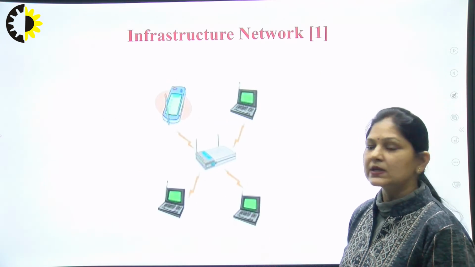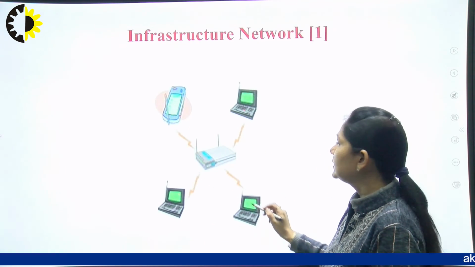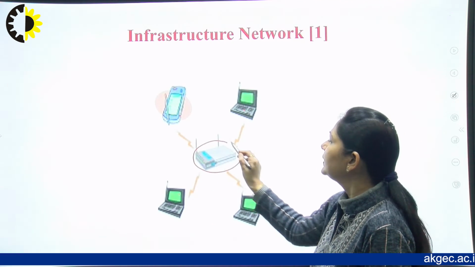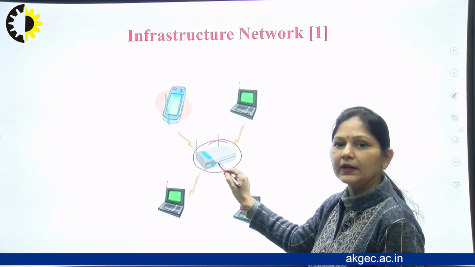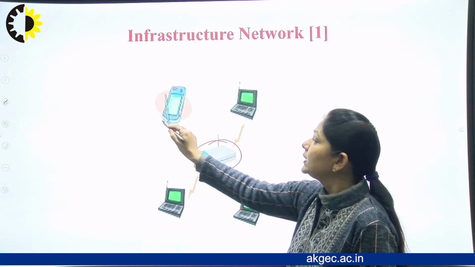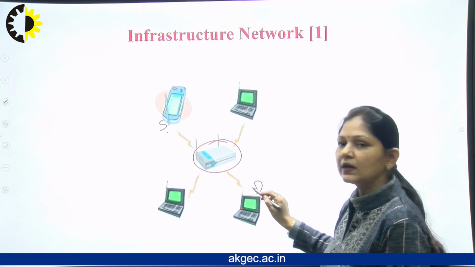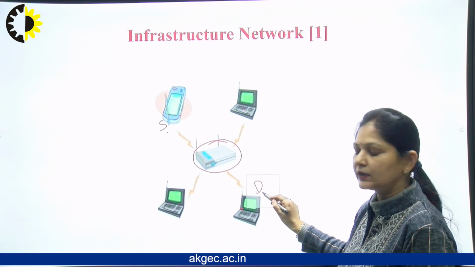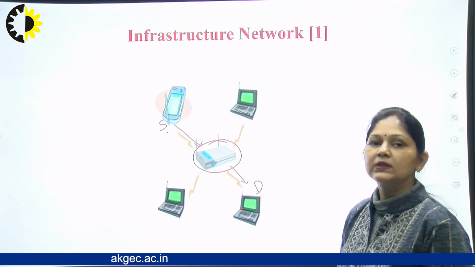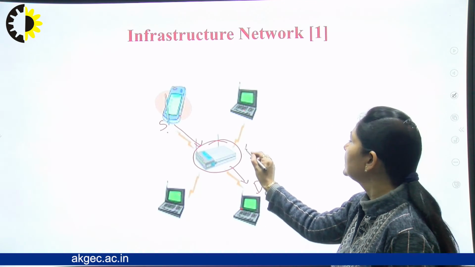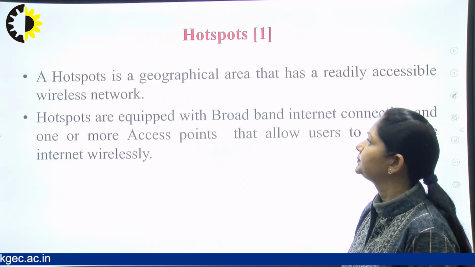Now you can see in this diagram, all these systems are connected through a common access point. No one is connected directly to each other. All are connected through the access point. So if this is the source and this is the destination, and the source wants to send data to the destination, it will have to communicate through this access point. This is your access point. This is the infrastructure network.